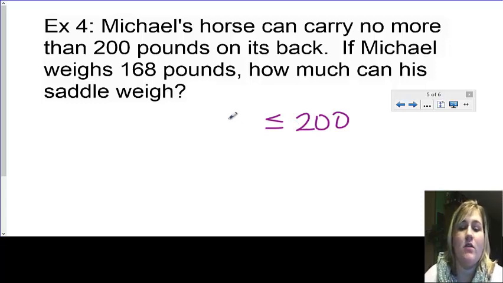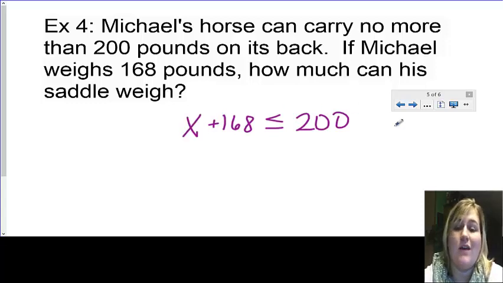And I know that Michael weighs 168 pounds plus the weight of his saddle, which we don't know, so I'm going to put x. On your own paper, I would like for you to solve this and have that in your notes.